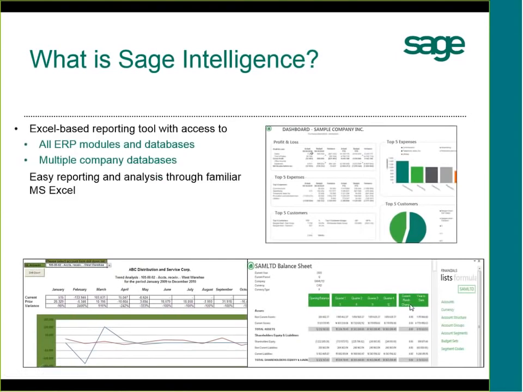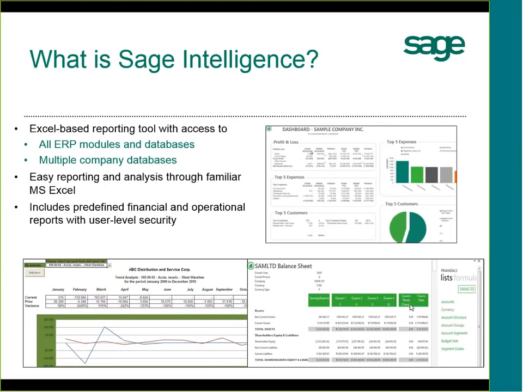Okay, so what is Sage Intelligence? Well, Sage Intelligence is a reporting tool. It's an Excel-based reporting tool. It's a single investment, so you don't need to have separate tools, one for financial reporting, one for operational reporting. You really just have the one tool where you can create reports yourself, or use the existing reports that are shipped with Sage Intelligence. And it opens up into Excel because Excel is the universal application, if you will, for analysis, and that's what we want to do.